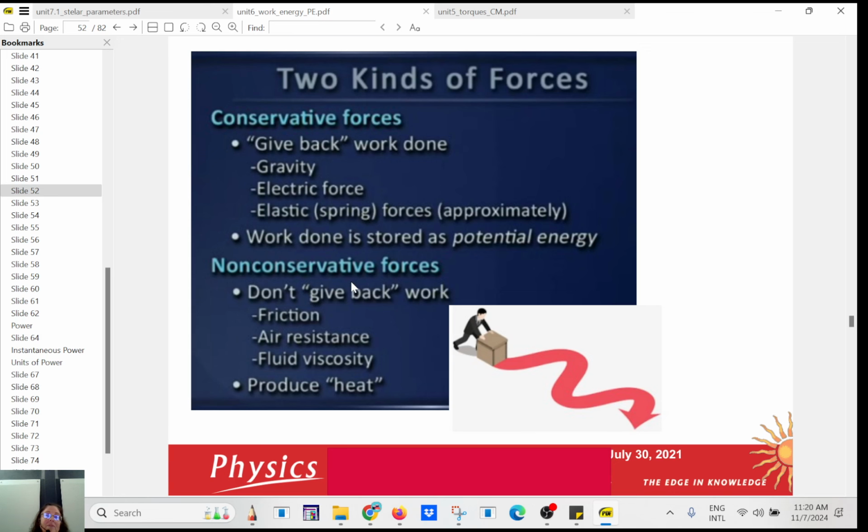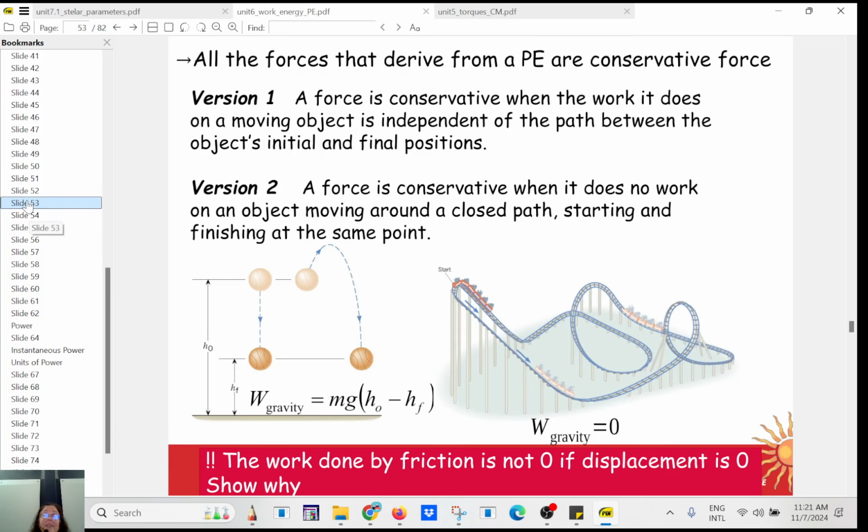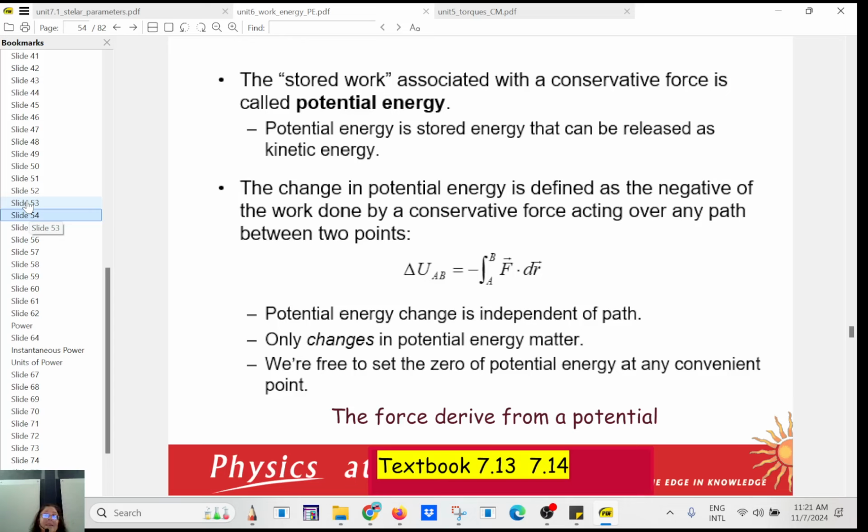So a non-conservative force is going to produce heat. Anything that produces heat is non-conservative. Is that clear? So, a little bit of a teaspoon of calculus, not much. I already talked about that in one dimension, but you can do it also in three dimensions.